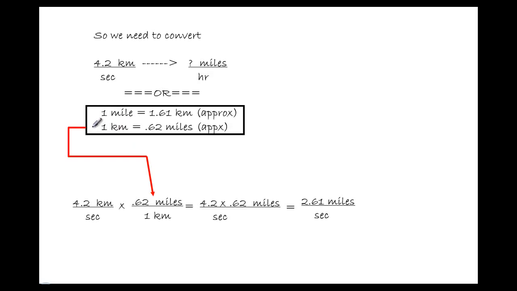If we happen to use the second conversion, 1 kilometer is equal to 0.62 miles, we wind up with this right here. We start off with our 4.2 kilometers per second, and we want to multiply that by 0.62 miles per kilometer. Once again, I put the kilometer in the bottom. And what I'm left with is miles on top, seconds on the bottom, and this time I'm multiplying 4.2 times 0.62 to get 2.61 miles per second. Notice that either technique gave me the correct answer. So that's a good thing to know. I don't need to choose one over the other.